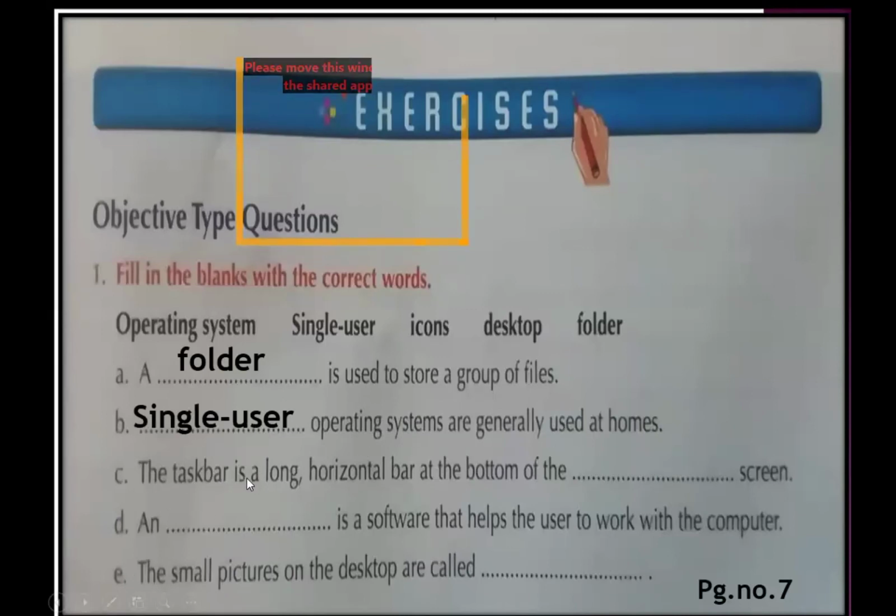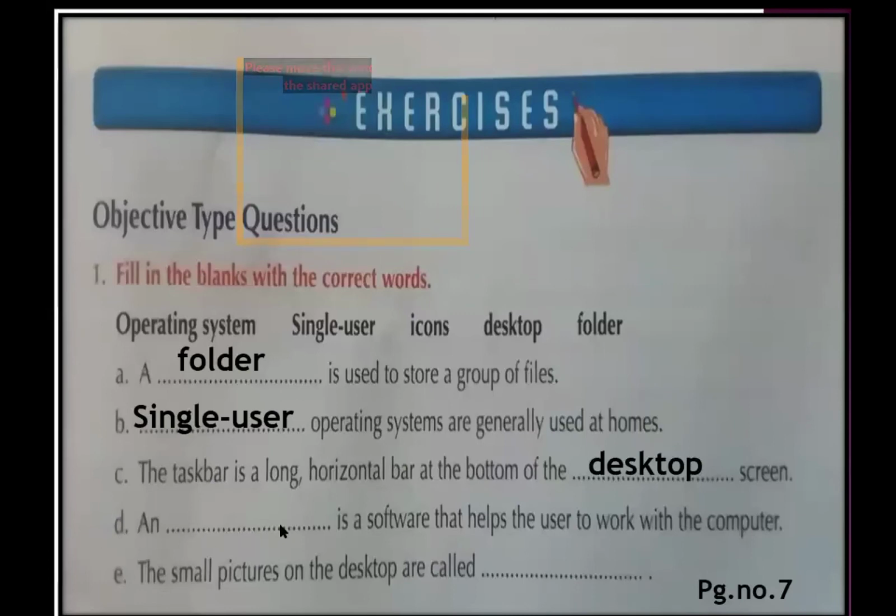Number C: a taskbar is a long horizontal bar at the bottom of the dash screen. Who will give me the answer? A taskbar is a long horizontal bar at the bottom of the desktop screen. So where is the taskbar? The taskbar is at the bottom of the desktop screen.